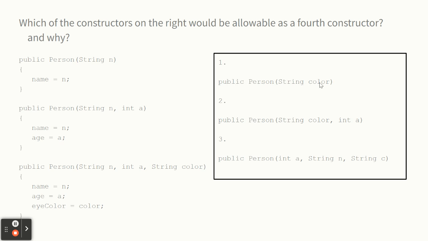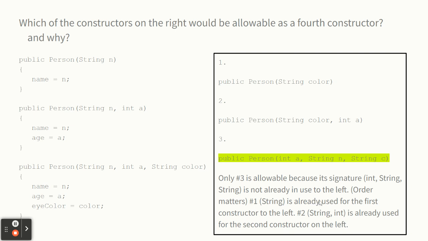So this one, String color, if you wanted to make a constructor where you just sent over the eye color, we can't do that because we already have one that takes a string. It's not looking at the variable name. It's looking at the type of the variable. So we can't do one because there's already one that takes a string. This one is a string and an int. We already have a string and an int, and even though it's a different variable, we can't do that. This one, though, is an int, a string, and a string, and we could do that because there is nothing over here that has an int, a string, and a string in that order. There is a string, int, string, but the order matters in what's called the signature of the constructor. Only number 3 is allowable.